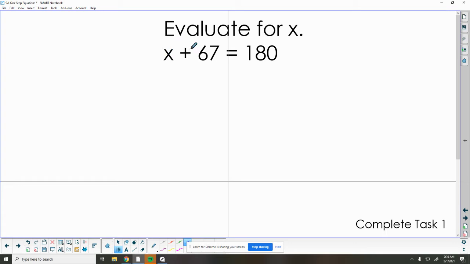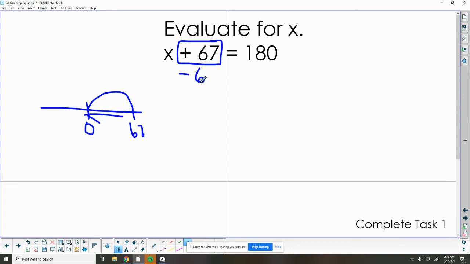So now let's use this equation to evaluate and find the value of X. So we're going to use X plus 67 equals 180. So I want to cancel out this positive 67. So here's 0, here's 67. I need to get this back to 0, so it's like it doesn't exist. So I'm at positive 67. So to go backwards, we would have to take away 67. So do the opposite of positive 67 is to do negative 67. So these cancel out and equal 0.